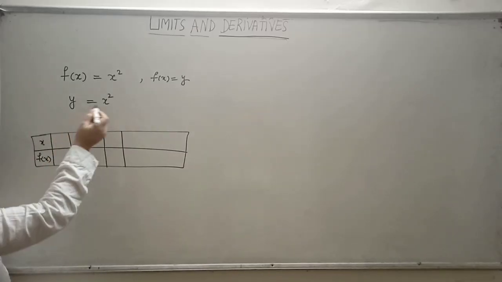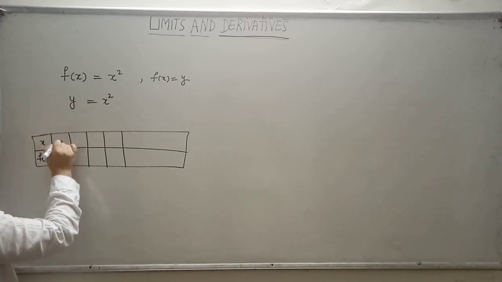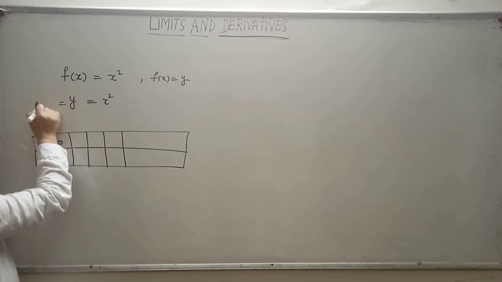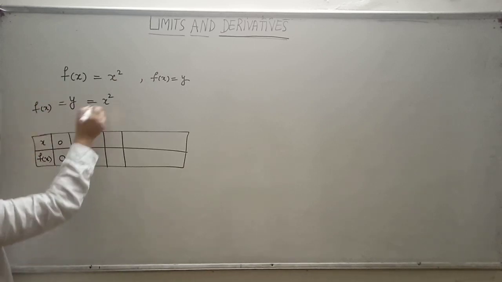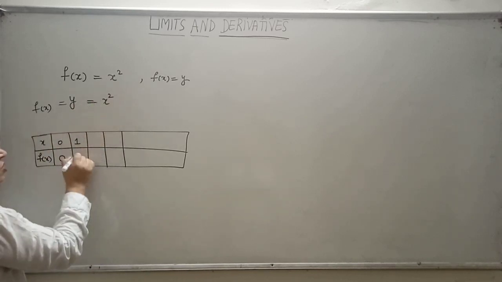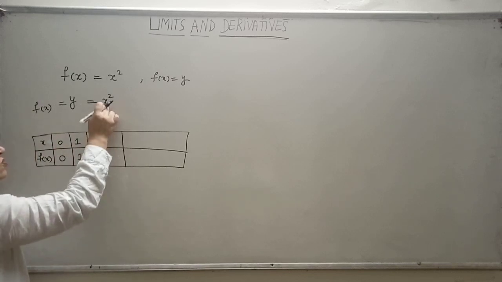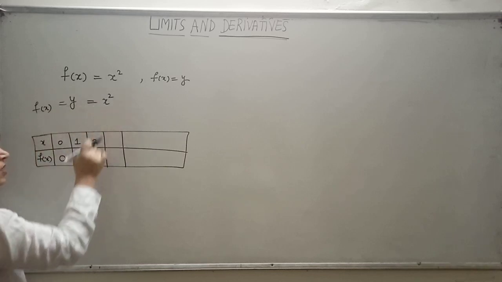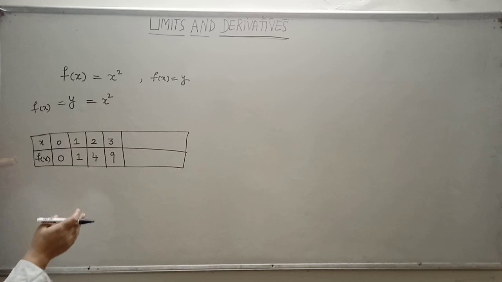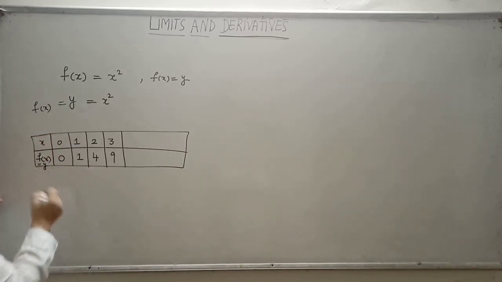So let us take different values of x. If I take x is equal to 0, then 0 square means 0. So f(x), because y means f(x), that is also 0. If I give the value 1 to x, then it is 1 square, so it will be 1. If x is 2, then this will be 2 square, y means this f(x) will become 4. 3 means 9. So we can see as we are changing the values of x, values of this f(x) equal to y are also changing.